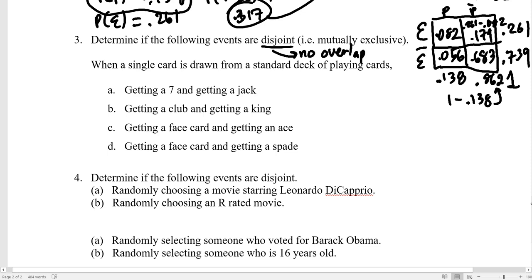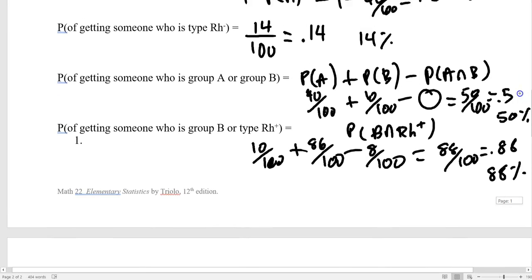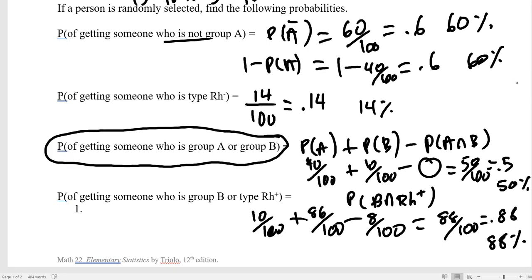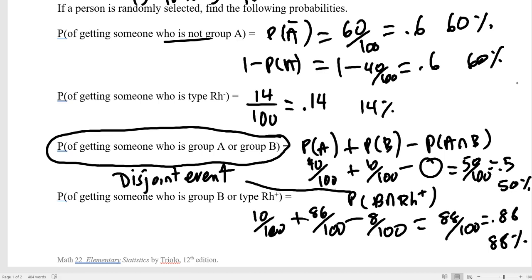So basically that means that the probability of the event A and B both occurring is 0. We've seen that before. Let me go back up here. Where was it? Do you see this big old fat 0 right here? In this situation, these were disjoint events. They were disjointed. Why? There was no overlap.